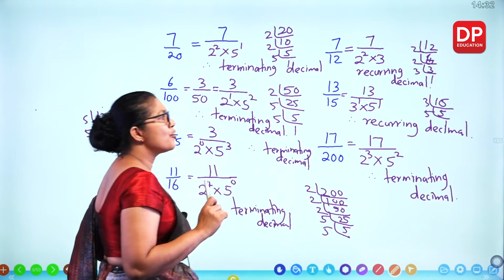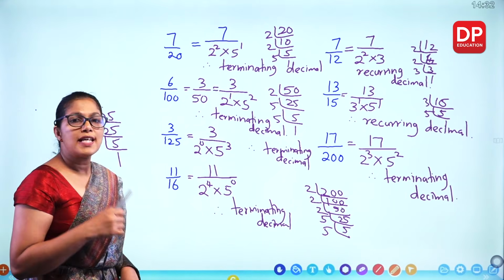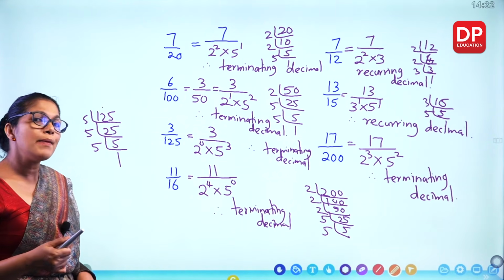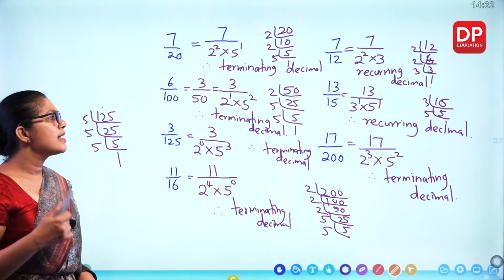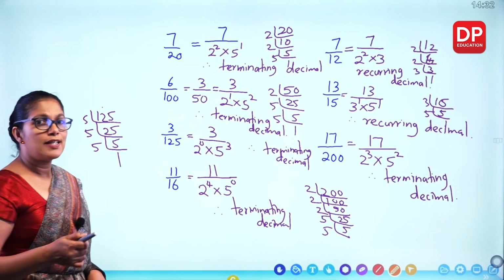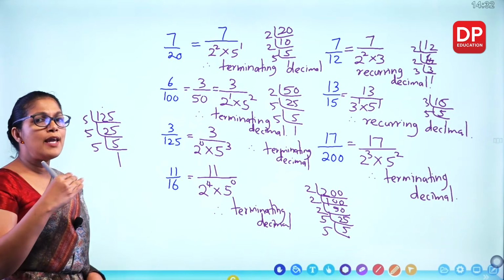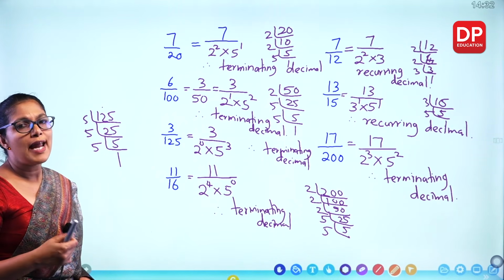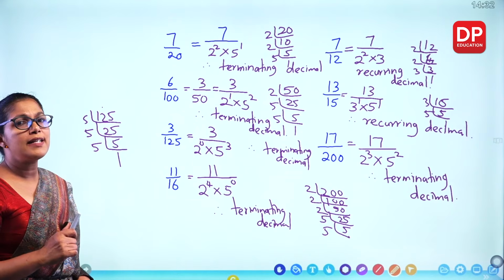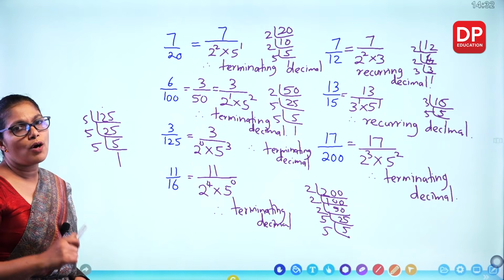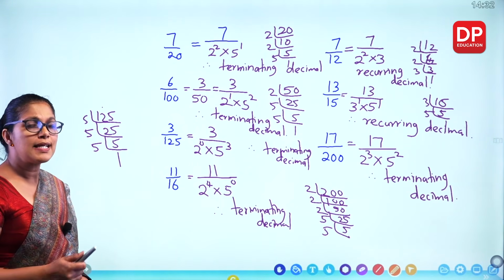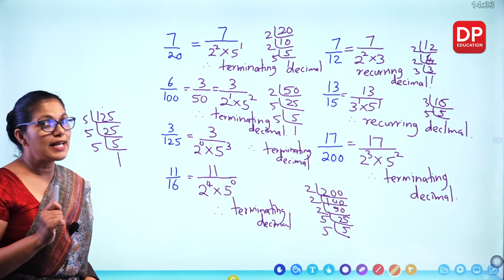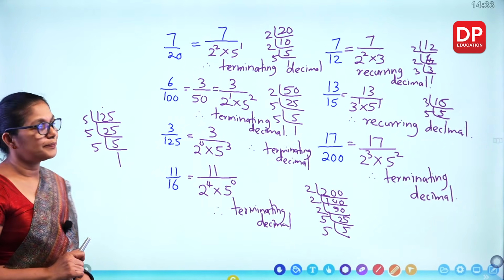So now you know when you get any fraction how to identify whether it's a terminating or recurring decimal. So what's the general form? P over 2 to the power m into 5 to the power n form. If you can write that in that form, we call those terminating decimals. If you can't write in that form, we call those recurring decimals.